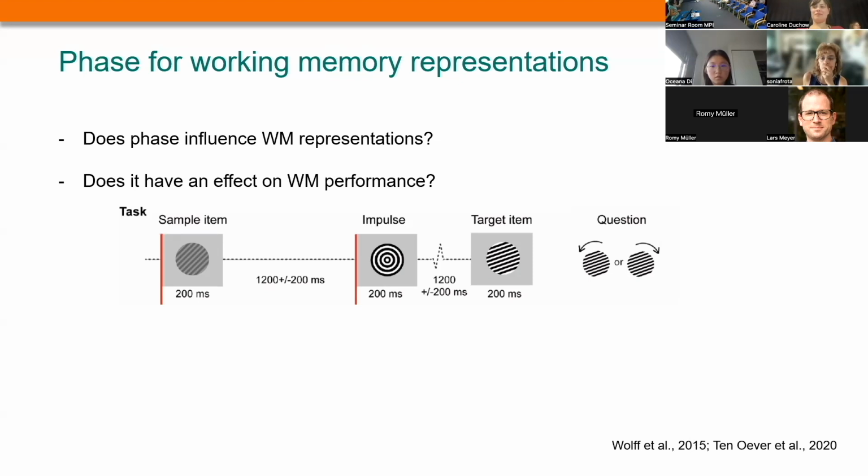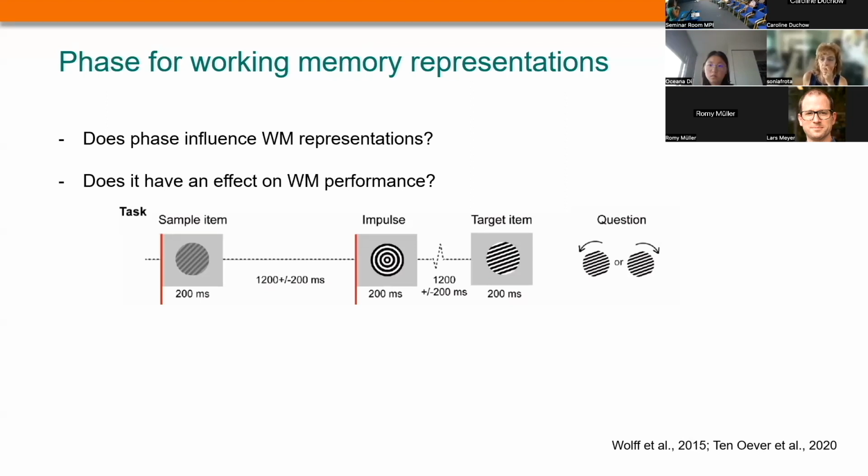The task is you present an item, in this case a Gabor patch with a specific orientation. And at the end of the trial, you present a target item that is rotated. Participants simply have to say whether the target item is rotated clockwise or counterclockwise relative to the sample. So they have to keep the orientation of the sample in mind.